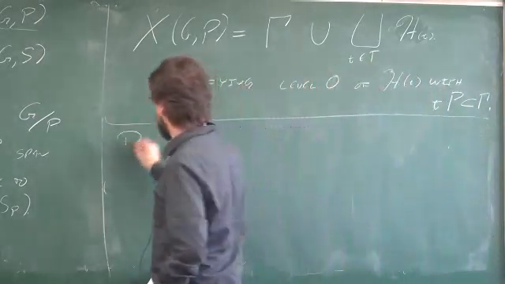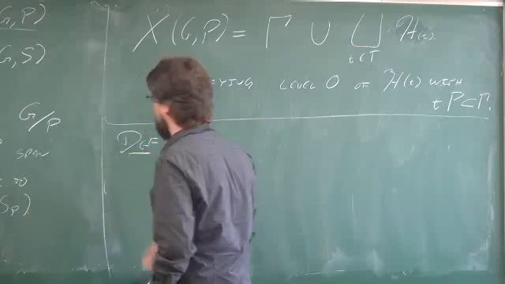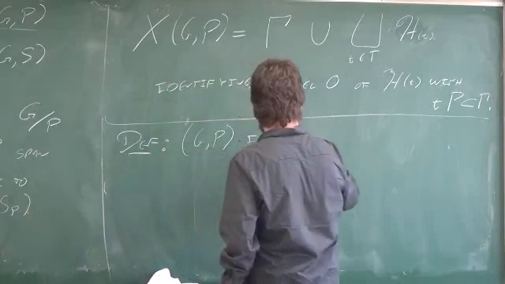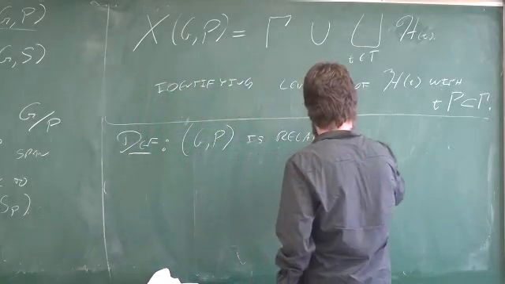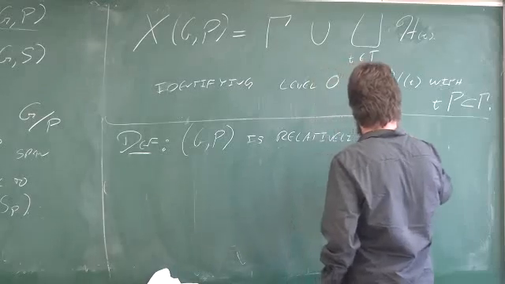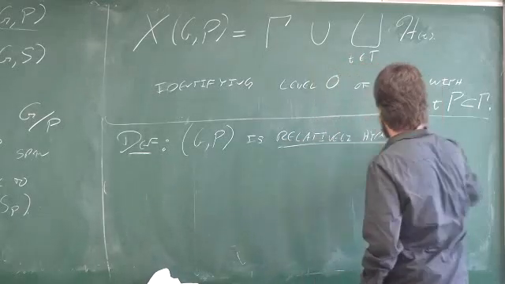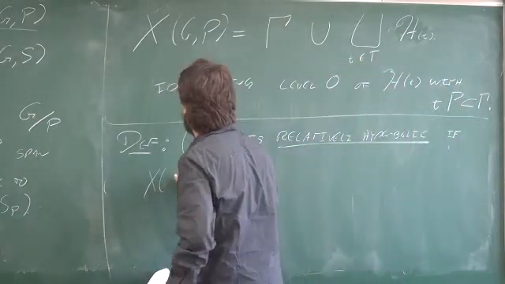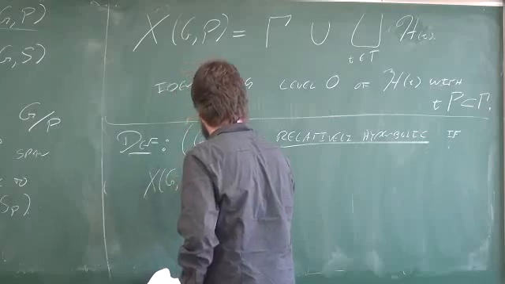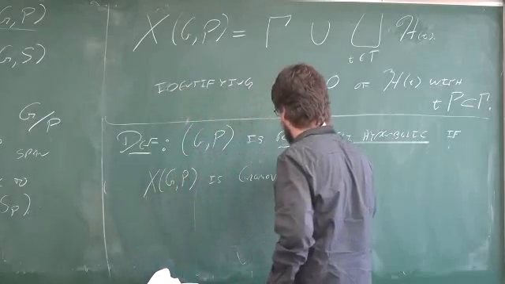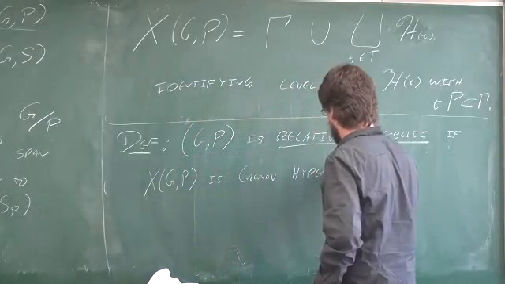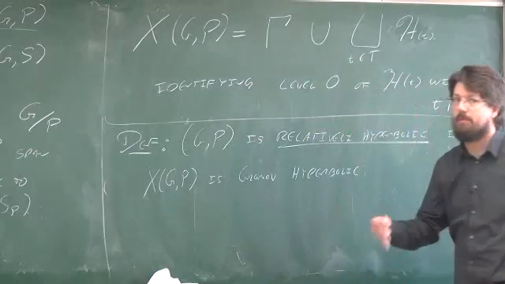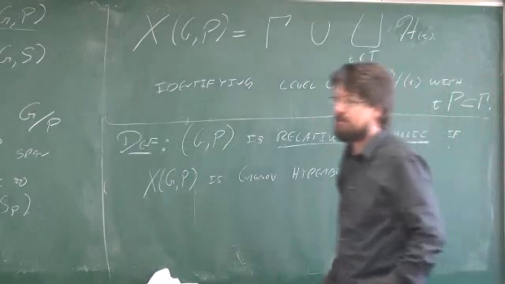So there's a definition, which is that the pair (G, P) is relatively hyperbolic if this space is Gromov hyperbolic. Okay, so there are a number of different definitions of relative hyperbolicity, and this is one of them.